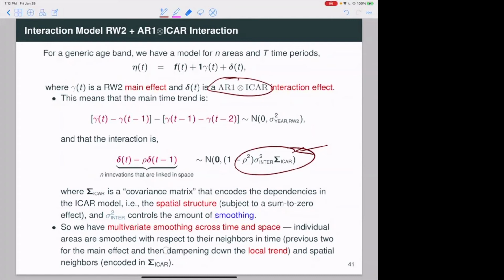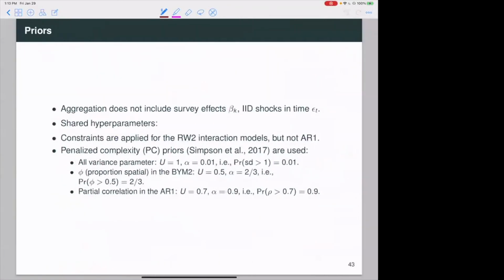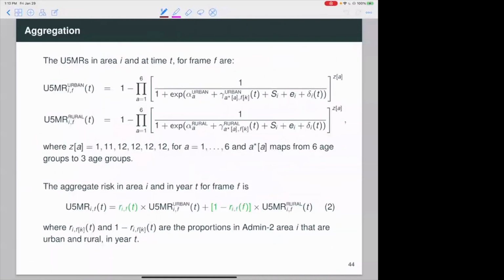And then basically that's the space-time smoothing, because you've got this precision or inverse precision matrix that encodes the neighborhood structure, and so pulls adjacent curves to be close to each other. Areas that are close to each other tend to have similar interaction terms. Then we do due diligence on the priors as well. So we're careful about how we specify the priors on the variance components.